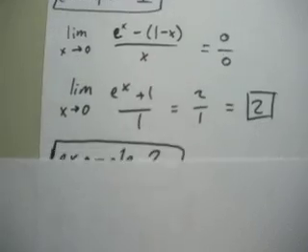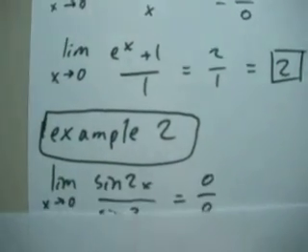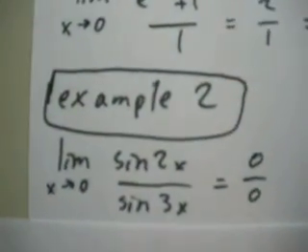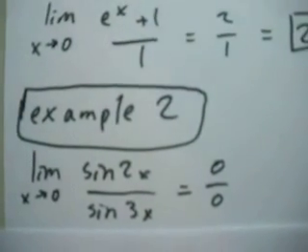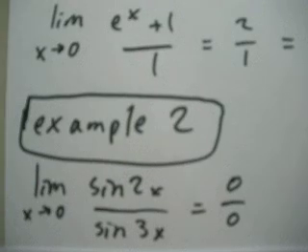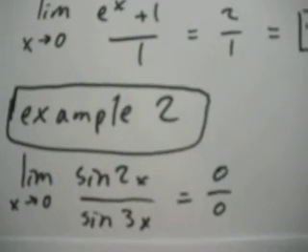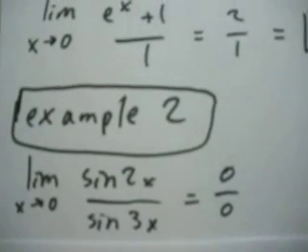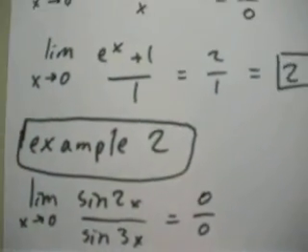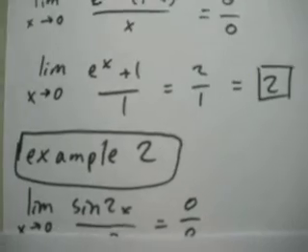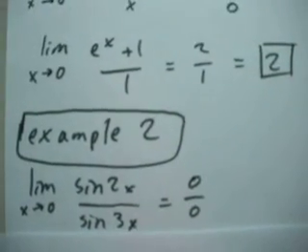Let's look at another one, example 2. Here we have the limit as x approaches 0 of sine of 2x over sine of 3x, so it's a trig problem. Again though, we run into an issue when we plug in 0. Sine of 0 is 0, over sine of 0 is 0, so we get 0 over 0, making this another problem eligible for L'Hopital's rule.